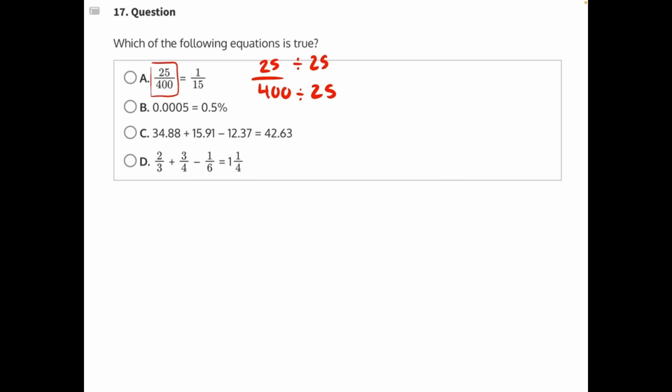25 divided by 25 will give us 1. 400 divided by 25, I know that 25 can go into 100 4 times. So if we need to do that 4 times to get to 400, we would do 4 times 4, and that tells us that 25 goes into 400 16 times. 1/16 is not equal to 1/15, so A is incorrect.